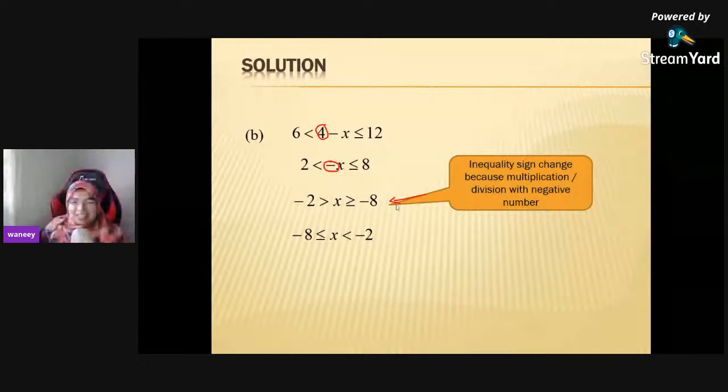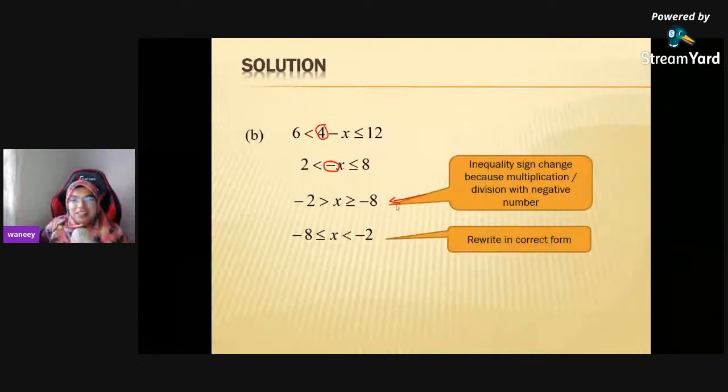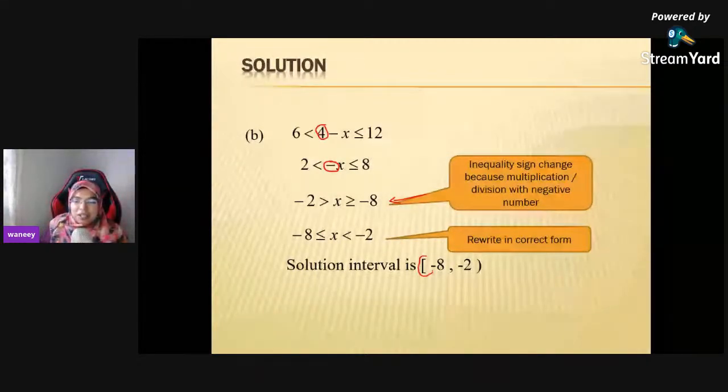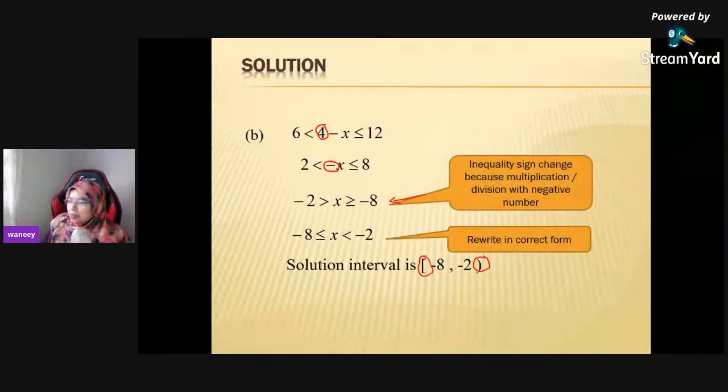Okay, so now the answer will be -8, -2. Okay, so since we have the equal sign at -8, that is why this is a square bracket. And then no equal sign at -2, so a simple bracket or a round bracket like usual.